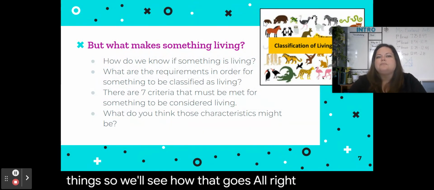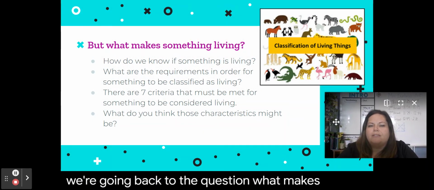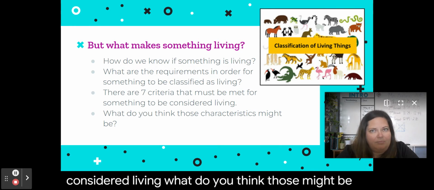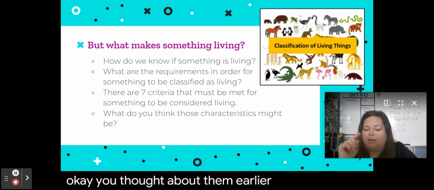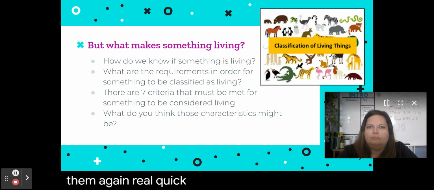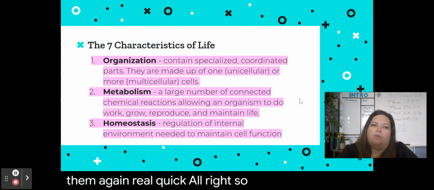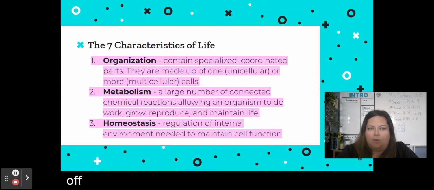All right, so again, we're going back to the question, what makes something living? How do we know if something's living? What are the requirements in order for something to be classified as living? Well, there are 7 criteria that must be met for something to be considered living. What do you think those might be? You thought about them earlier. Think about them again real quick. All right, so we're going to start off with organization.